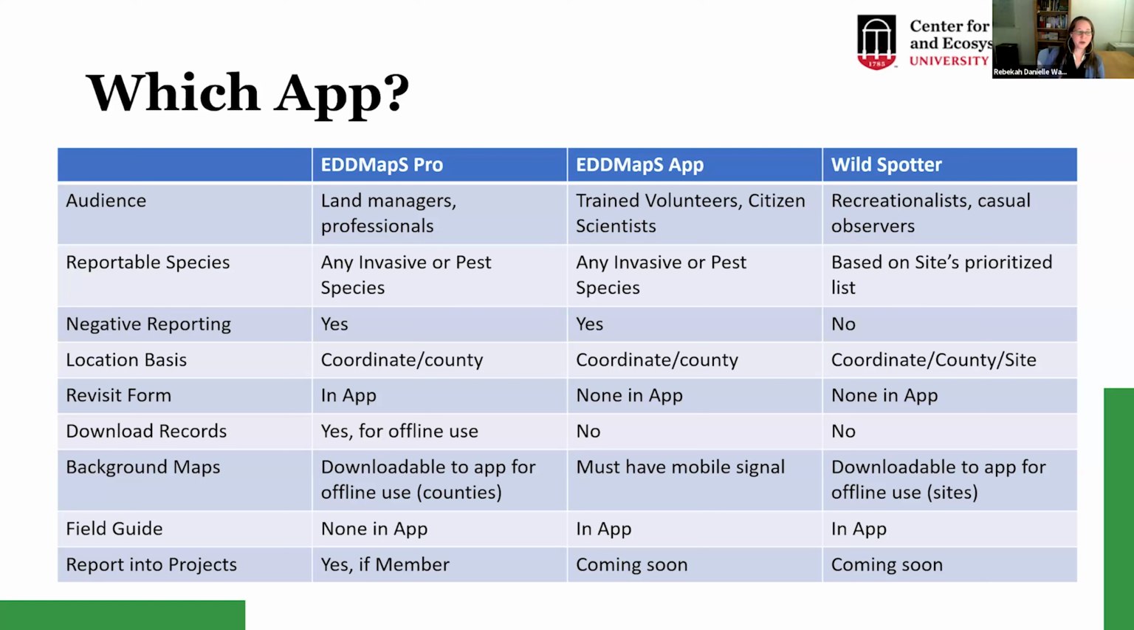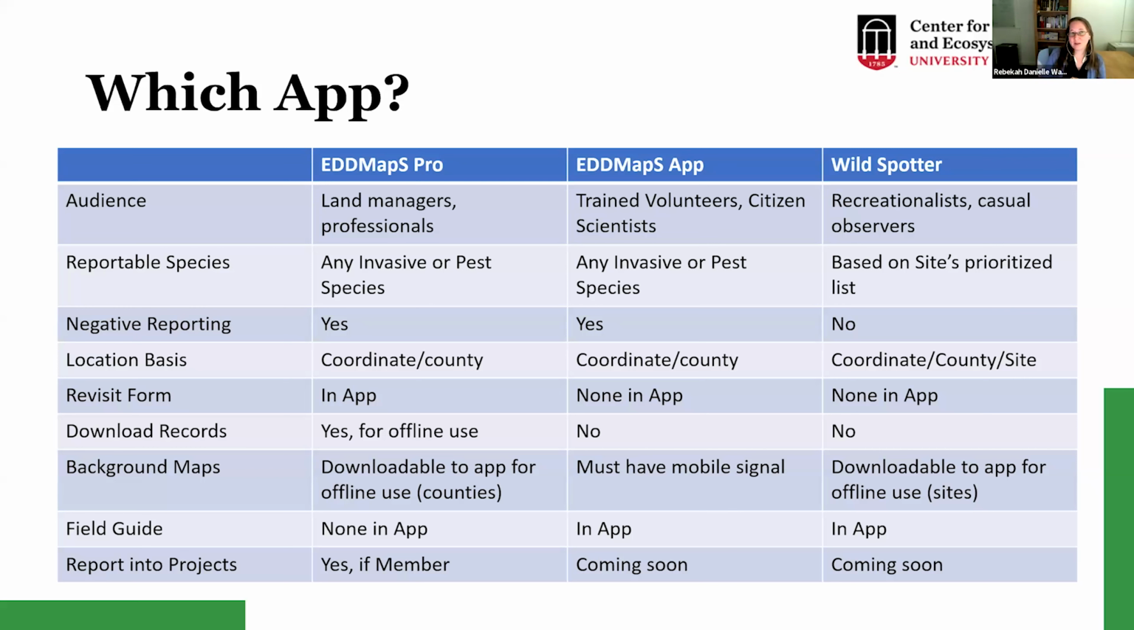With EDDMapS Pro, you have the option to download the records for offline use. So you're getting a static version of a data set to interact with. EDDMapS app and the WildSpotter app do not have that. The EDDMapS app, you can see a live version of the map of points, but you have to have signal for that. There's no downloading of that data for a local copy.